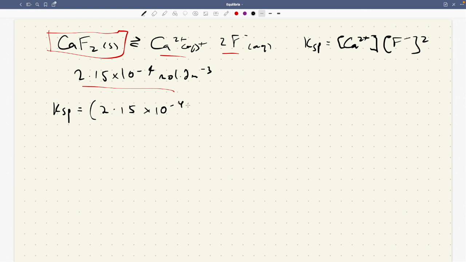Not minus 14, way too small. Minus 4 there, because of the 1-to-1 stoichiometry, to the power of 1. And then we're going to multiply it by twice as much, because for every one of those, we've got 2 fluorides. So it's going to be 2.15 times 10 to the minus 4 times 2. And then we've got to square that from our Ksp expression.